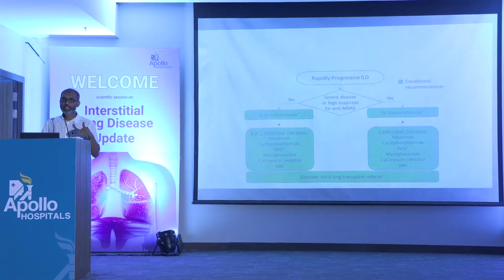If there is a rapidly progressive interstitial lung disease and MDA5 is positive, then IV glucocorticoids are indicated. The additional options which can be added are rituximab and cyclophosphamide, and this patient can be considered for early lung transplant.